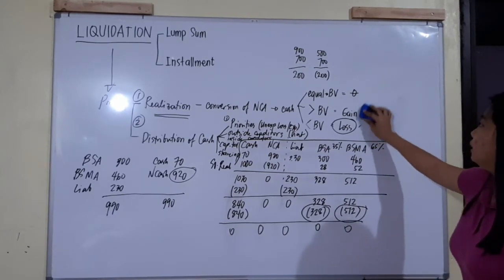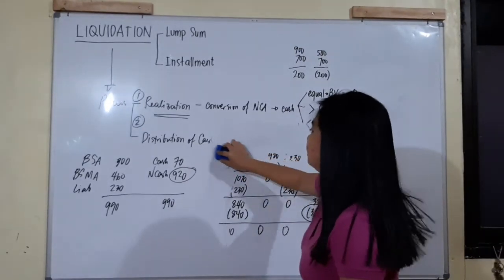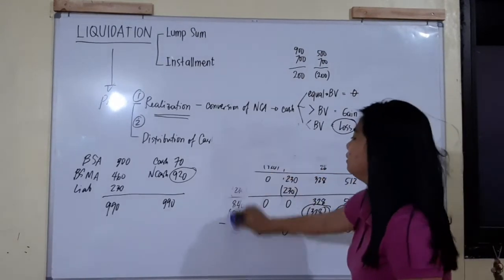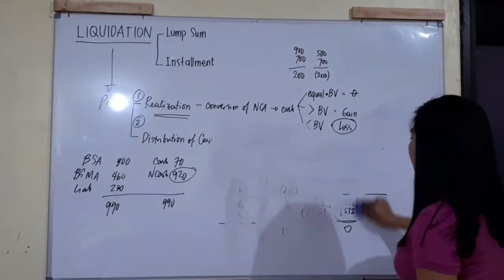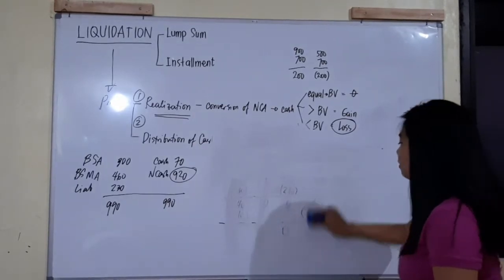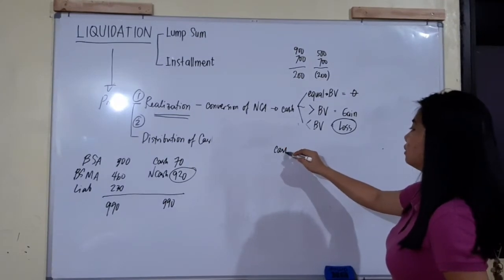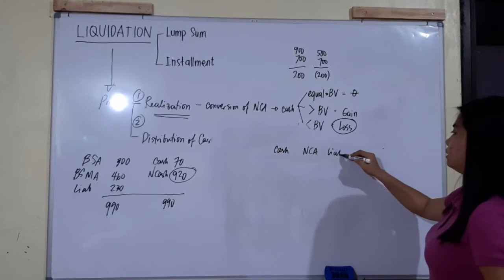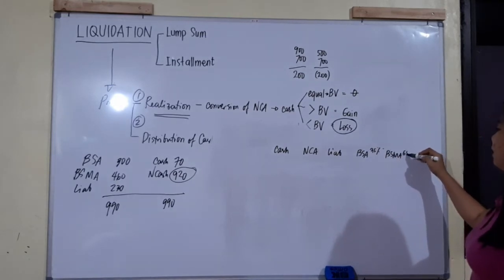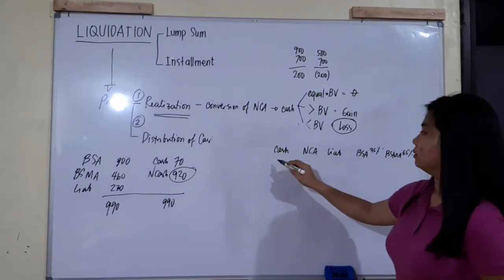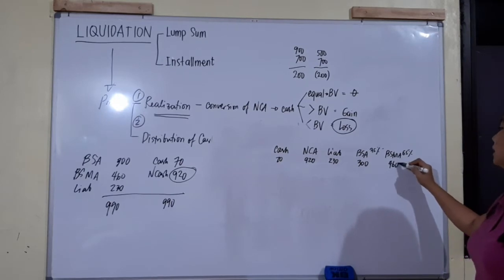Okay? Now, assuming that instead of being sold at a profit, the non-cash assets were sold at a loss. Ibig sabihin, mas mababa yung selling price kaysa sa ating book value. Okay. So, we have cash, non-cash asset, liabilities, BSA with 35%, and BSMA with 65%. Okay. 70, 920, 230, 300, and 460.